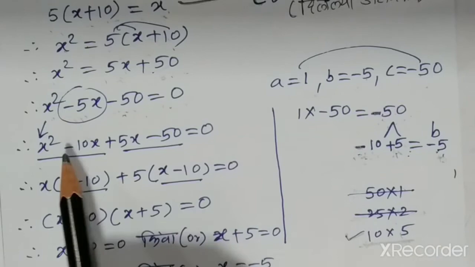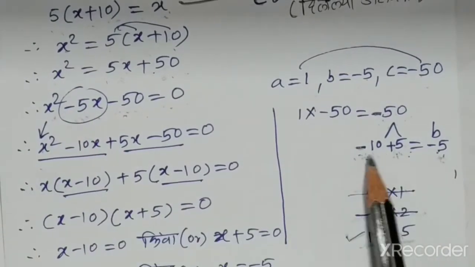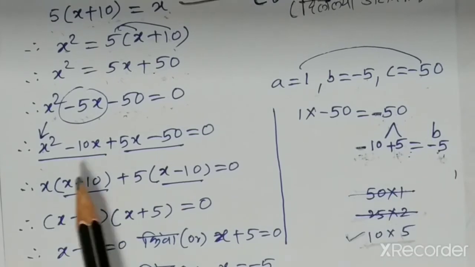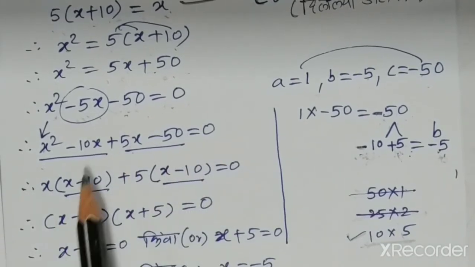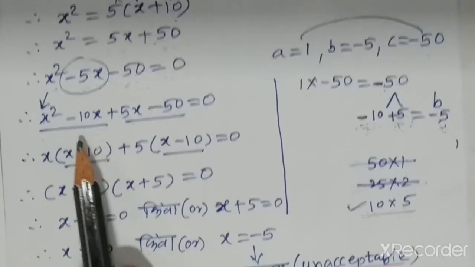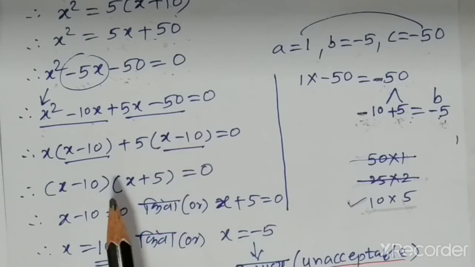Now solve the quadratic equation. X square as it is. Instead of the middle term minus 5x, we write these two factors: minus 10x plus 5x, and minus 50 as it is, equal to 0. Now group them into two. So x square minus 10x is the first group and 5x minus 50 is the second group.